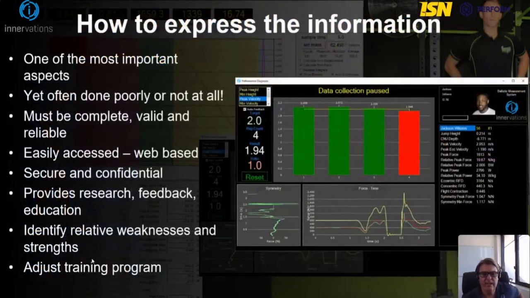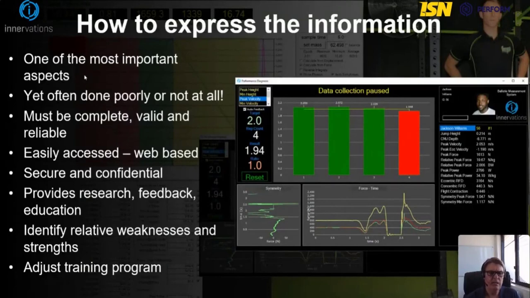So how to express the information, and this is probably one of the most important aspects of the whole performance diagnosis process, is how well do you feed it and how timely do you feed it back. The problem is it's often done poorly or not done at all. Quite often, unfortunately, and I've been as guilty of this as anyone, we give some preliminary measures out to the athlete of how high they jump, but we don't give them much more detail than that.